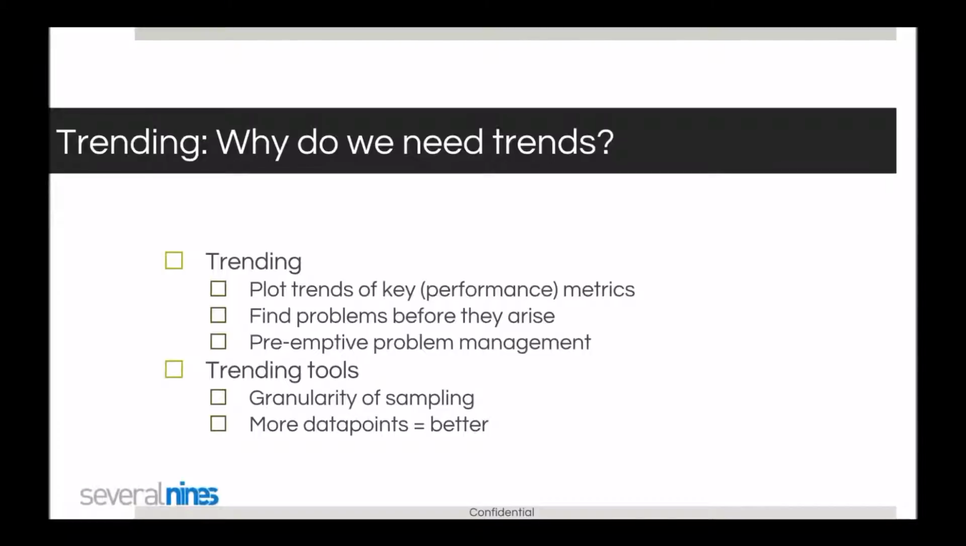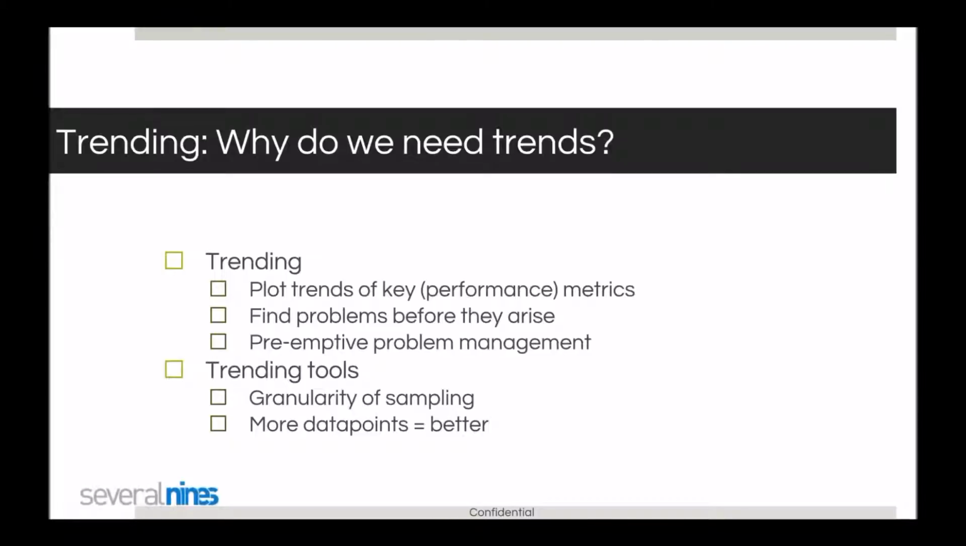If we move on from the monitoring side, we go into trending. So why do we need trends? Like I said earlier, with trends, we are able to plot them based upon the metrics that we collect. We can find problems before they actually arise, and that's called preemptive problem management. So we are able to do something about the problem that may come in the near future. And also, there are some really good trending tools out there that allow you to do very fine-grained sampling of the metrics. And the finer the sampling, the better. The more data points, the better.